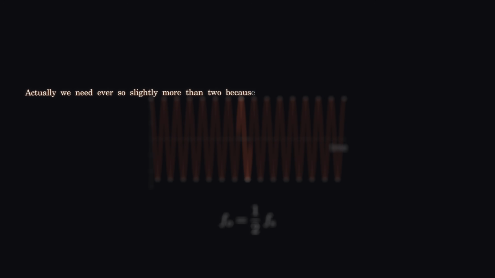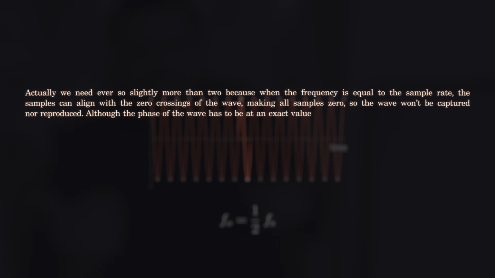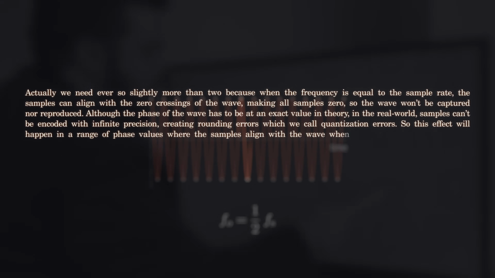Actually, we need slightly more than 2, because when the frequency is equal to the sample rate, samples can align with the zero crossings of the wave, making all samples 0 so the waveform is not captured. Although the phase of the wave has to be at an exact value in theory, in the real world, samples cannot be encoded with infinite precision, creating rounding errors which we call quantization errors. So this effect will happen in a range of phase values where the samples align with the wave when its amplitude is below half of the least significant bit.